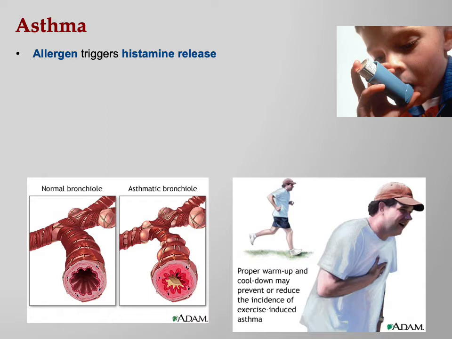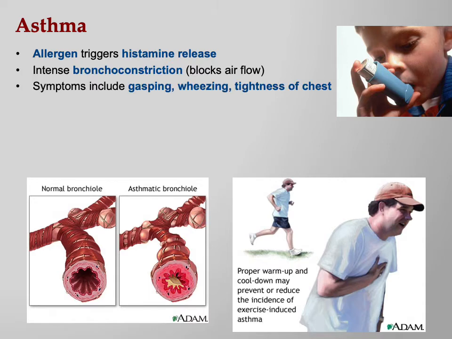And that's what's found in those rescue inhalers. Albuterol, Ventolin, whatever. There's a bunch of different drugs, but that's what they're doing. You're basically just inhaling pure beta 2 agonist to try to bronchodilate and be able to breathe again. All right? So it's intense bronchoconstriction that blocks airflow. Symptoms include gasping, wheezing, tightness of the chest. Acute attacks are treated with beta 2 agonists.